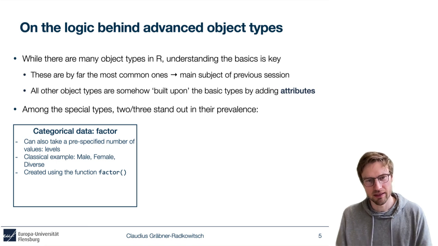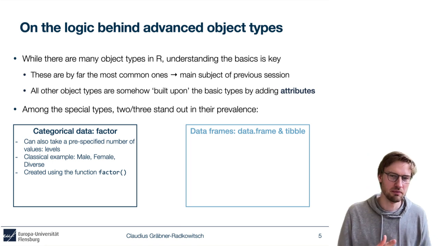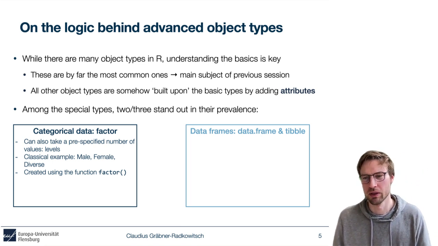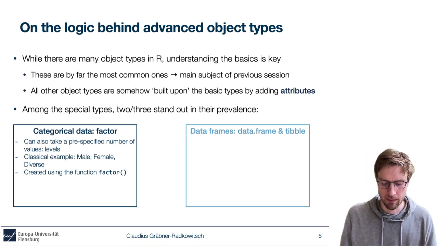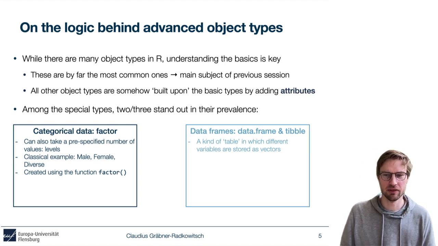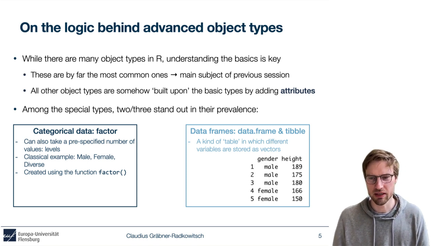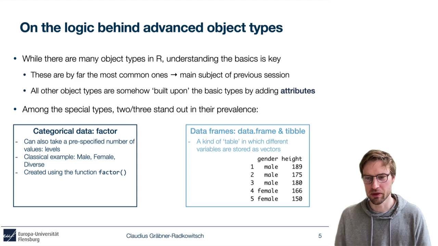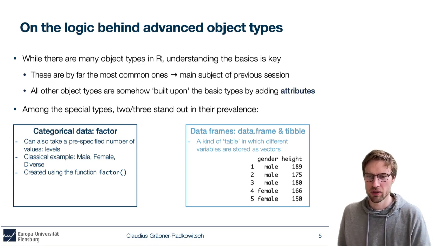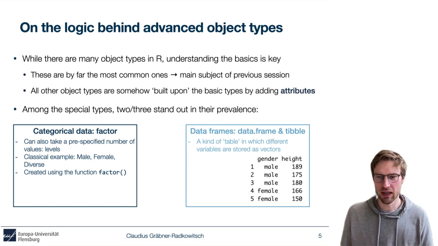Now, the second advanced object type we're dealing with today is the data frame. And I said, okay, there are 2 or 3. We will more specifically talk about the data frame and the tibble, but they're very closely connected. You can think of the data frame as a kind of table in which different variables are stored as vectors. So this is how a typical data frame looks like. We have here a table with 2 columns, one column called gender, one column called height, and this could be taken from a survey, so to speak, where people were asked about their gender and their height.